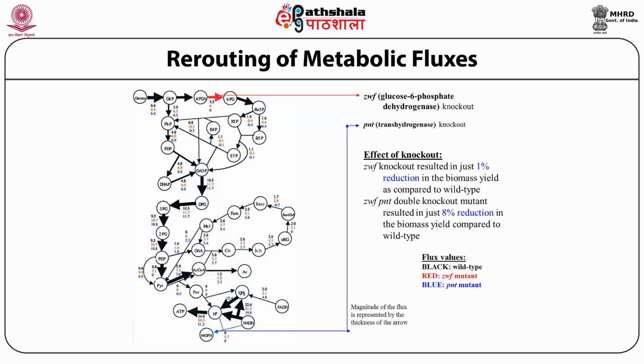So one knockout was ZWF. It resulted in just a 1% reduction of the biomass. However, when they did ZWF and PNT together, two of them, ZWF is glucose 6-phosphate dehydrogenase, and the other is transhydrogenase. And these are two different pathways, two distinct topology pathways. And very interestingly, the double knockout resulted in an 8% reduction.